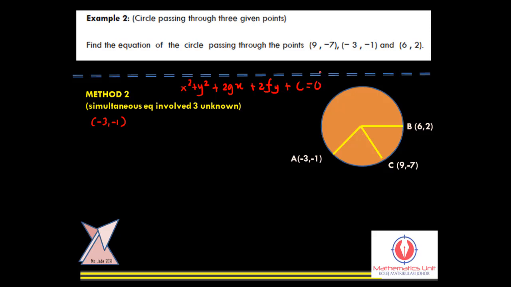0. Remember, I told you before that x and y are variables. A variable means any coordinate on the circumference, so it can be replaced by any x and y. The center point is a fixed point, which means the values of g and f are fixed. They cannot be changed.